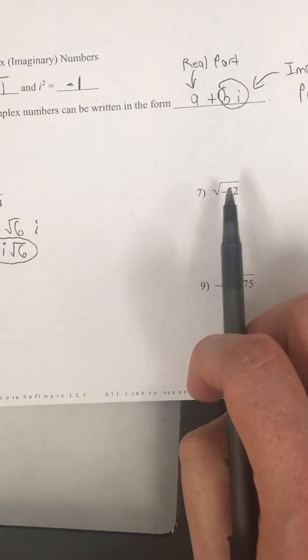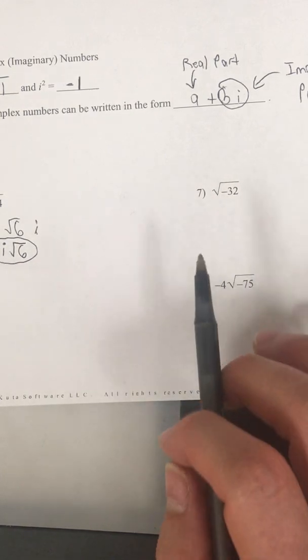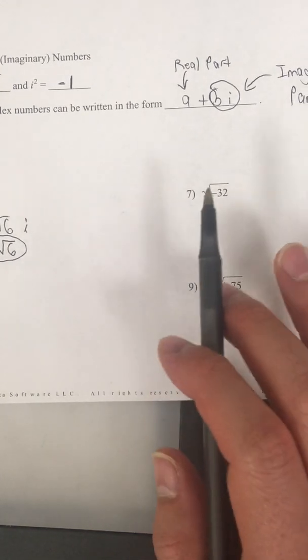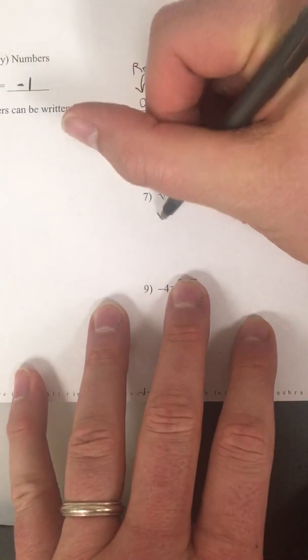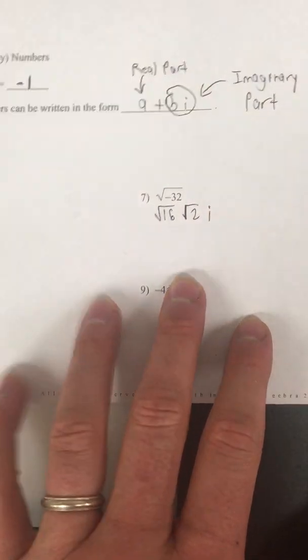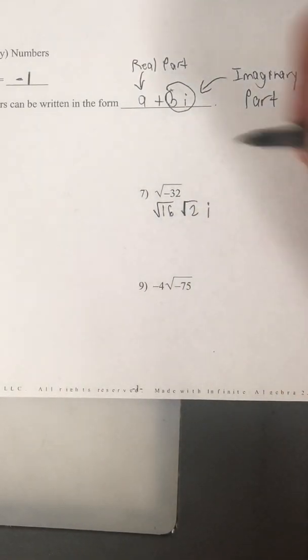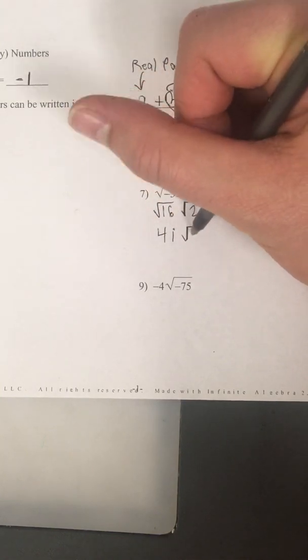All right, so if you look at number 7, square root of negative 32. Again, there's a negative, so I know I'm going to have i in the answer. It's not a real number, but I could split 32 up into what times what? Well, there's 4 times 8, but it'll be quicker to use 16 and 2. Square root of 16 times the square root of 2, and I just know I'm going to have i in my answer because there's a negative. And so square root of 16 is 4. My answer would be 4i square root of 2.